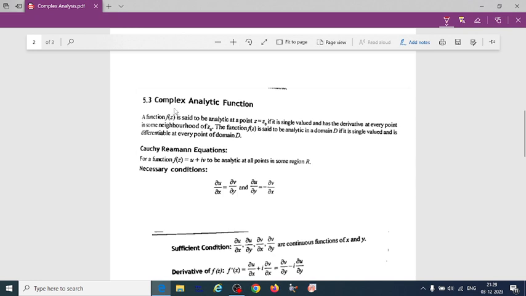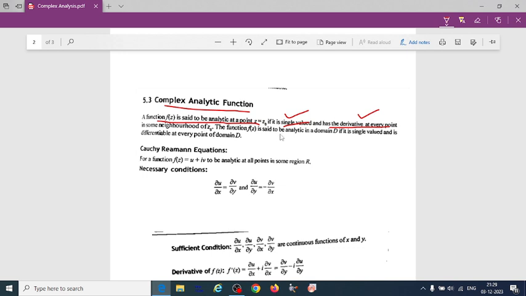Next, one of the very important topics, that is complex analytic function. Very important as per your exam purpose. First we should understand the definition of an analytic function. A function f of z is said to be analytic at point z equal to z naught if two conditions are satisfied. First, it is single valued, and second, it has a derivative at every point in the neighborhood of z naught.